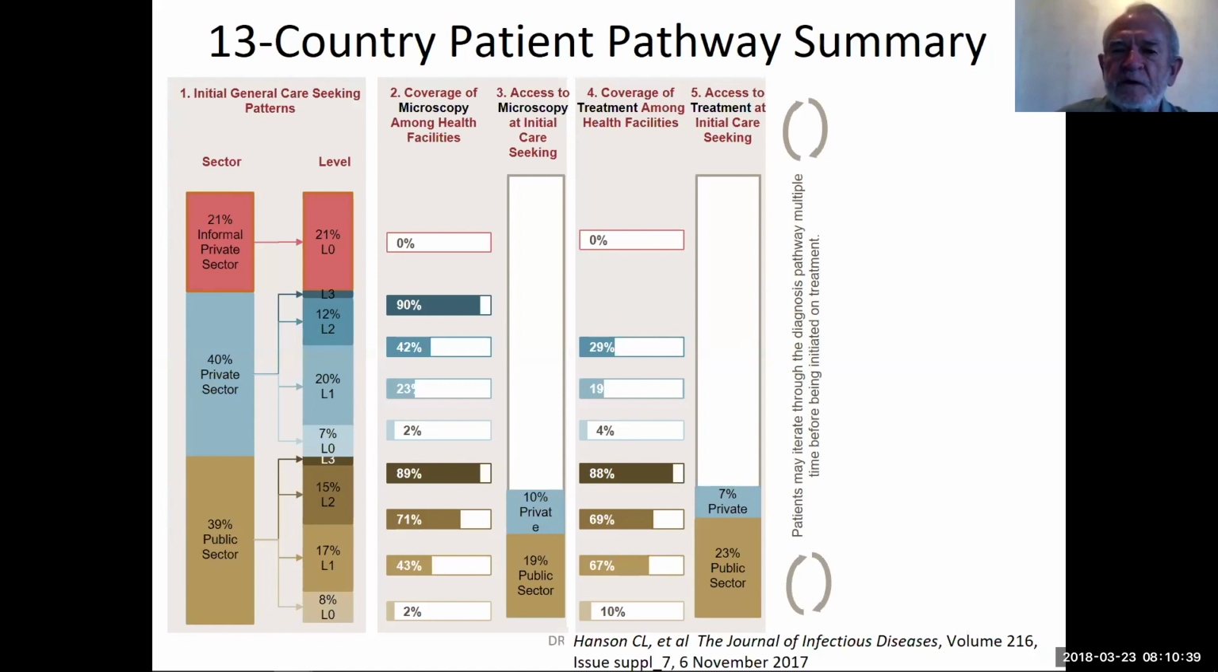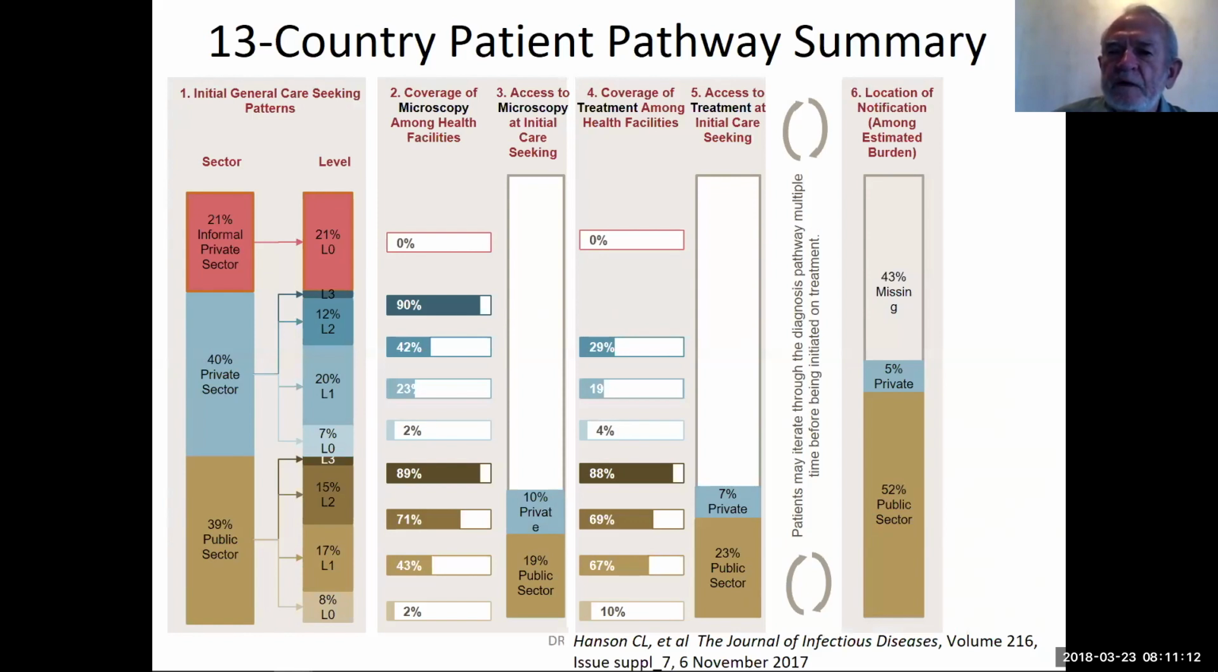The point she makes with this side comment is that patients often circulate through this system several times because they don't have a diagnosis established with the first visit. They'll go initially to the private sector, then to public, or to public, then to private, and back and forth. So they may circulate through this system a number of times before a diagnosis is established and treatment is started.